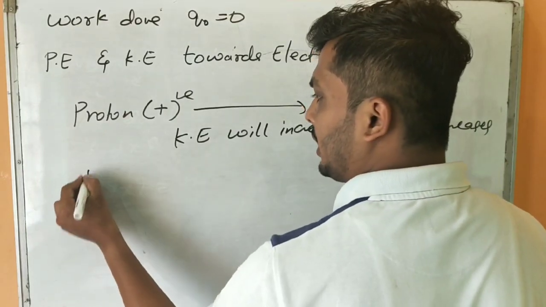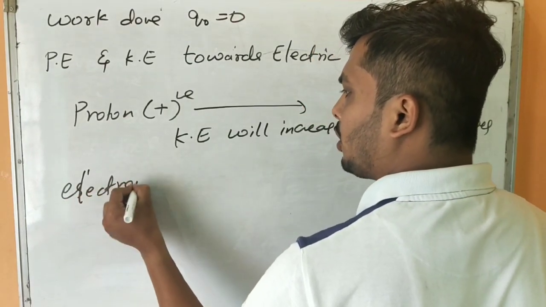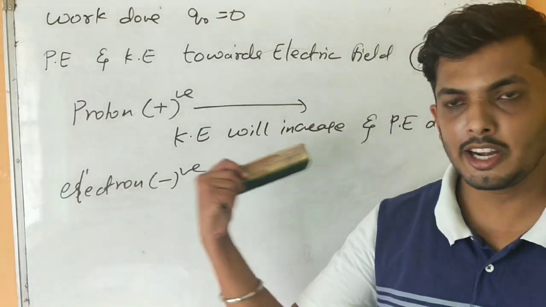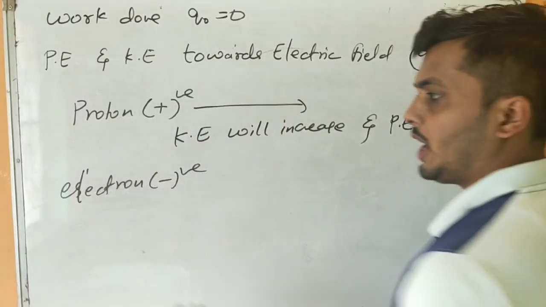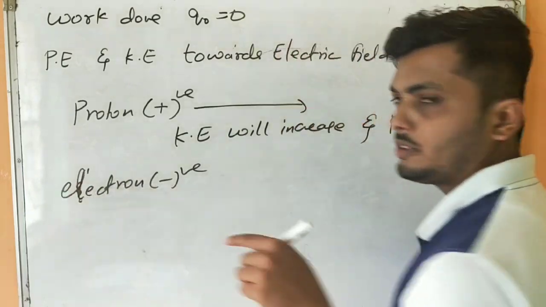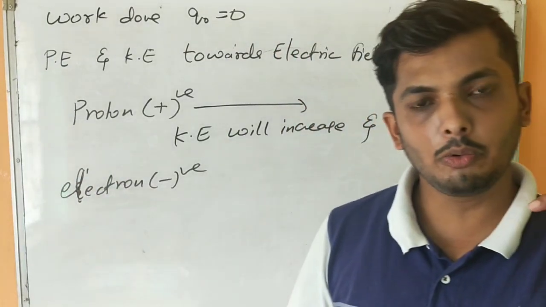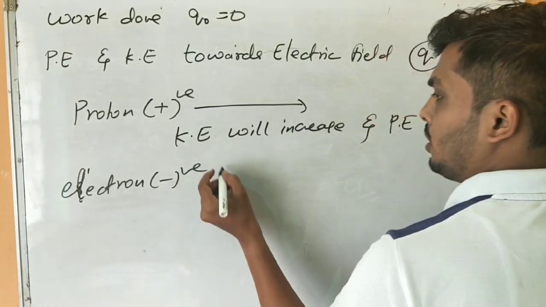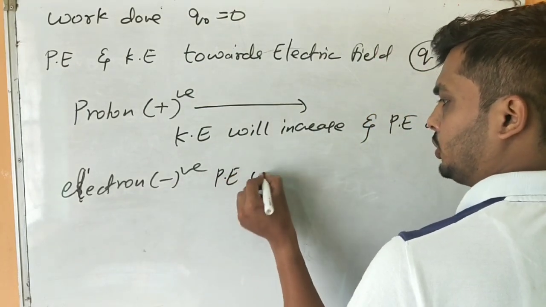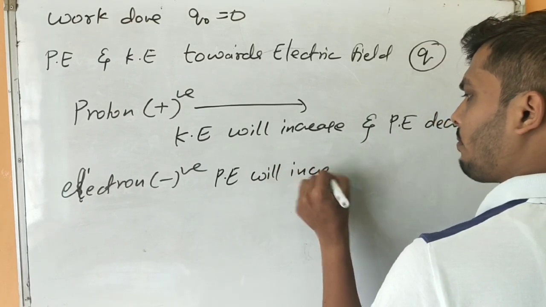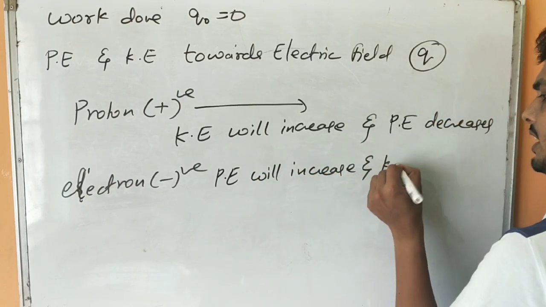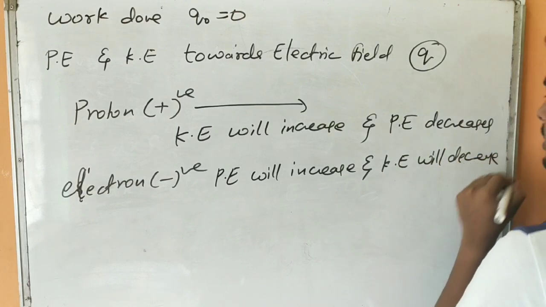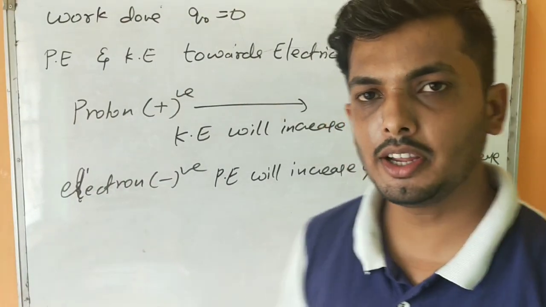Now if I have an electron, which is a negatively charged particle, the direction of the electric field is radially outwards, and the electron is negatively charged. As a result, it will be attracted oppositely to the direction of the electric field. So its potential energy will increase and its kinetic energy will decrease. Clear? Are you understanding? Okay.